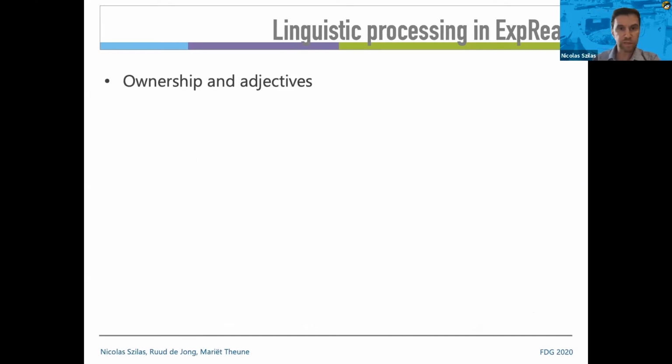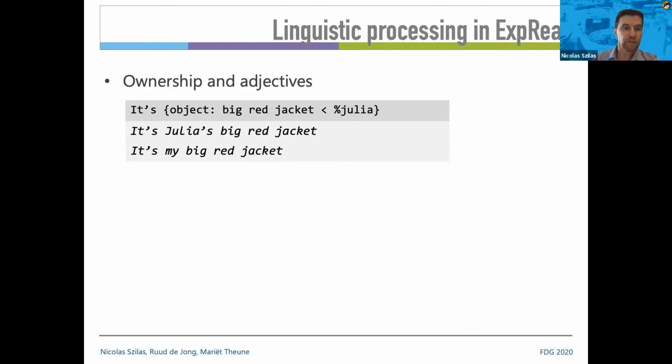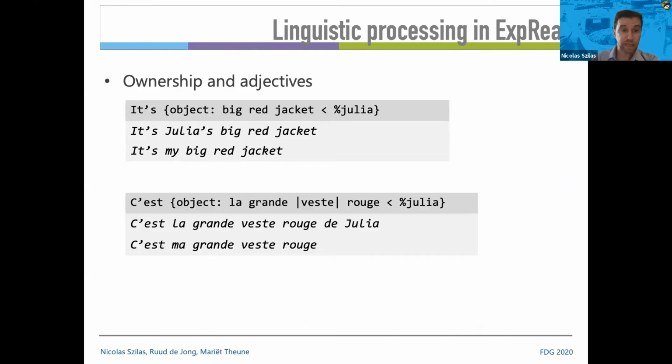The last thing that we do with linguistic processing is the ownership. So something like, it's Julia's big red jacket, or it's my big red jacket, is written again with one template that specifies that Julia is the owner of the noun, the object before. And we had an example in French, which is a translation, c'est la grande veste rouge de Julia. Here, the specificity of French is that the noun is not always at the end. Sometimes it's at the end, sometimes it's in the middle, or the beginning. So you have to tell the engine that this is the noun, because you have to know what possesses what. Okay.